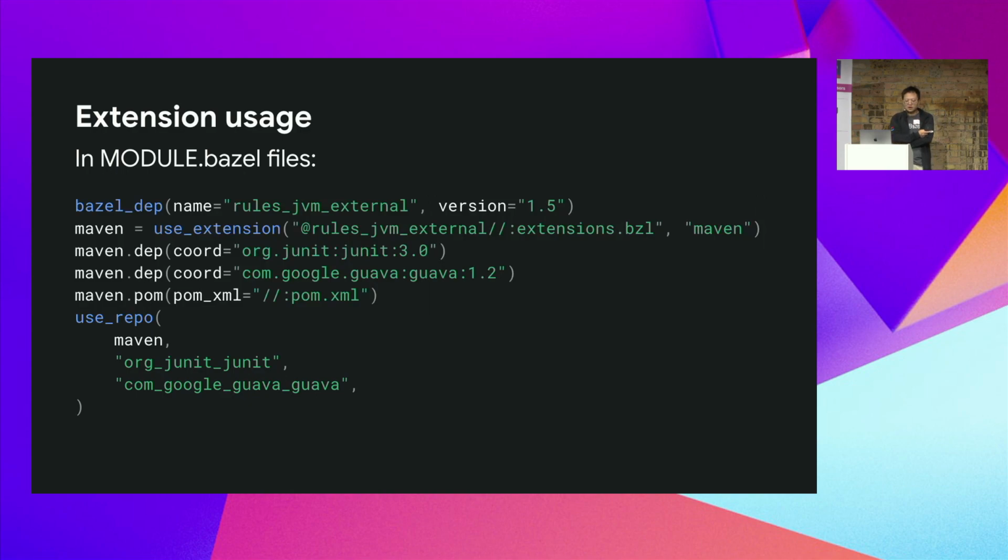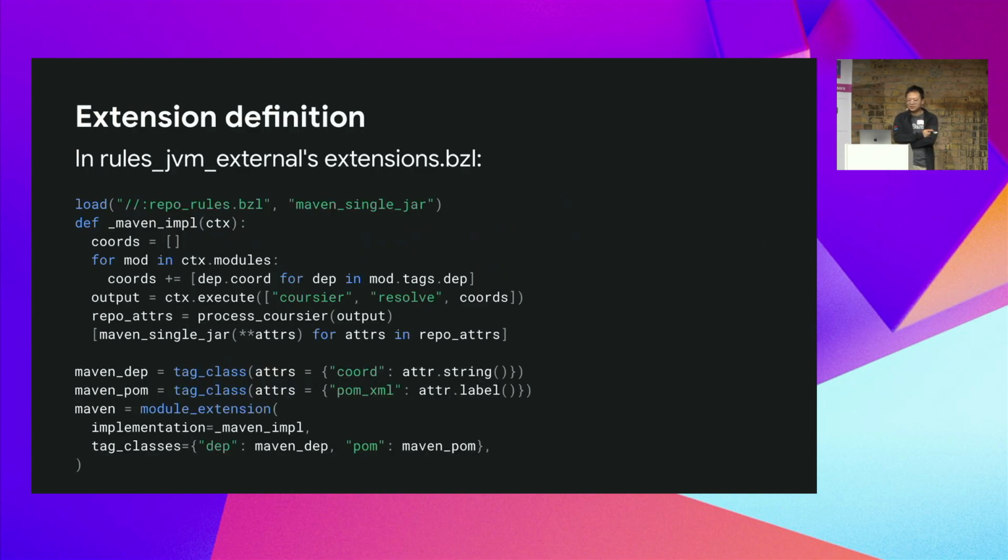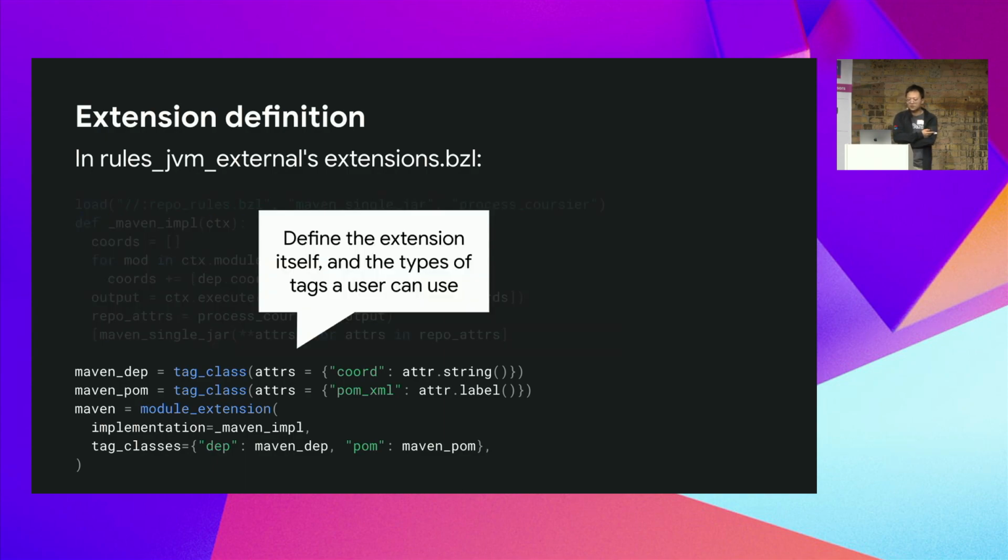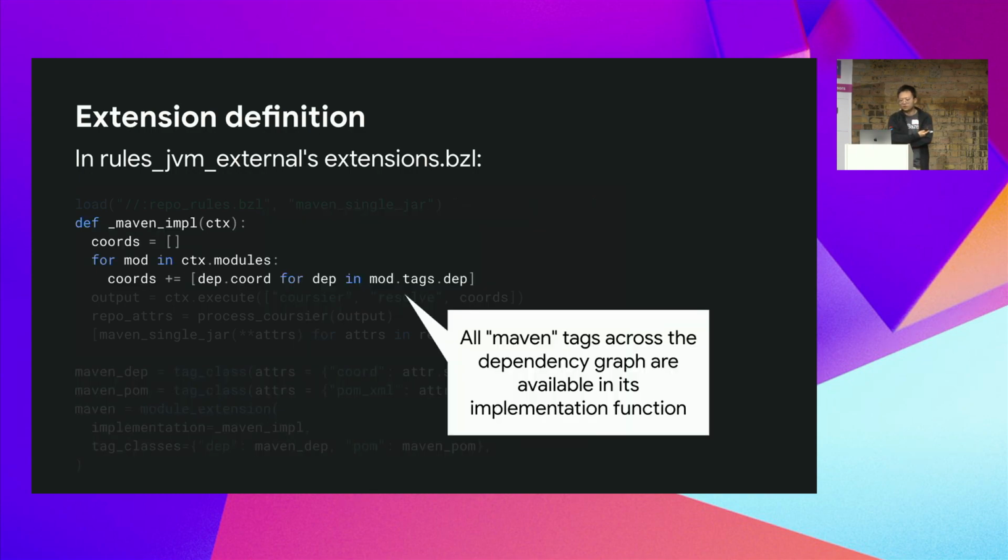So this is how you use it, but how do you implement it? It's similar to a repository rule. You can define which tag classes this module extension accepts. For example, the cores are basically strings, and the POM file should be a label that points to a file. And you have an implementation function for the module extension.